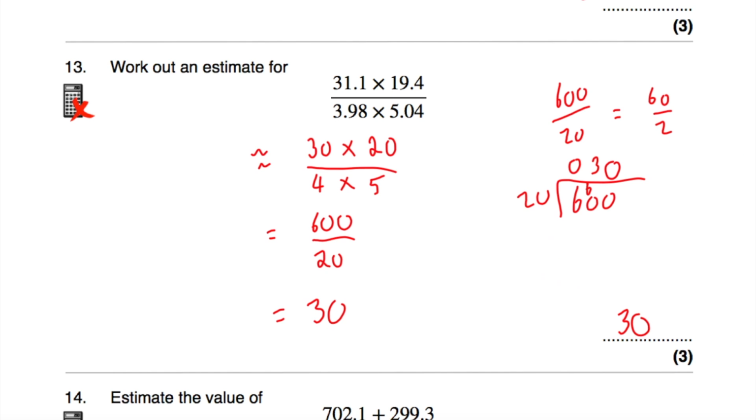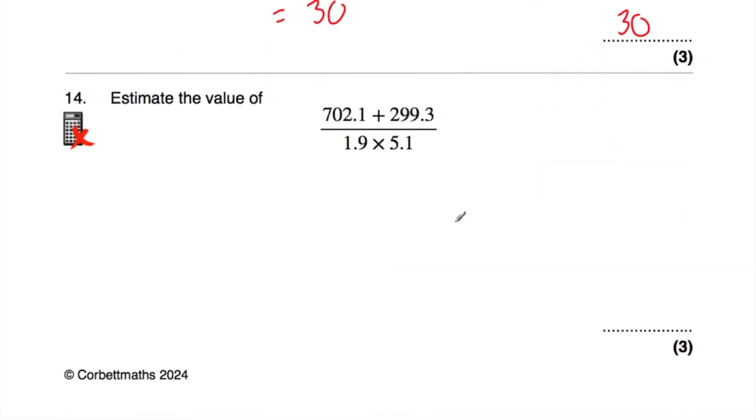Okay, let's have a look at the next question, question number 14. We've been asked to estimate the value of 702.1 plus 299.3 all over 1.9 multiplied by 5.1. Okay, so let's round these to one significant figure. 702.1 is 700 to one significant figure, plus 299.3, we're going to choose 300 there, all over 1.9, I'm going to choose 2, and multiply by 5.1, we're going to choose 5, just rounding all those numbers to one significant figure.